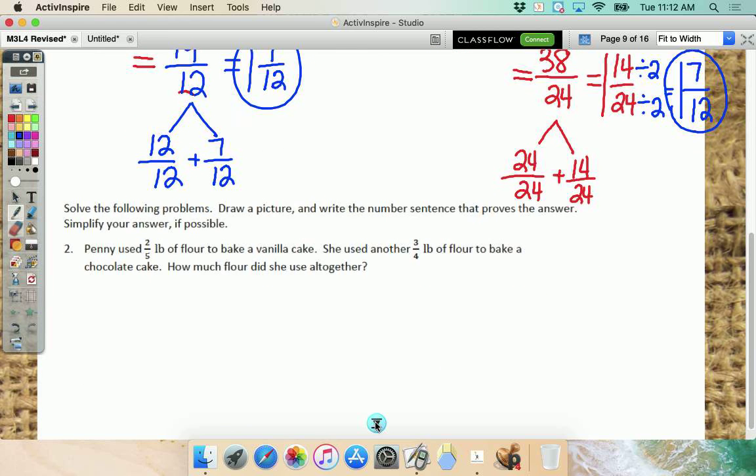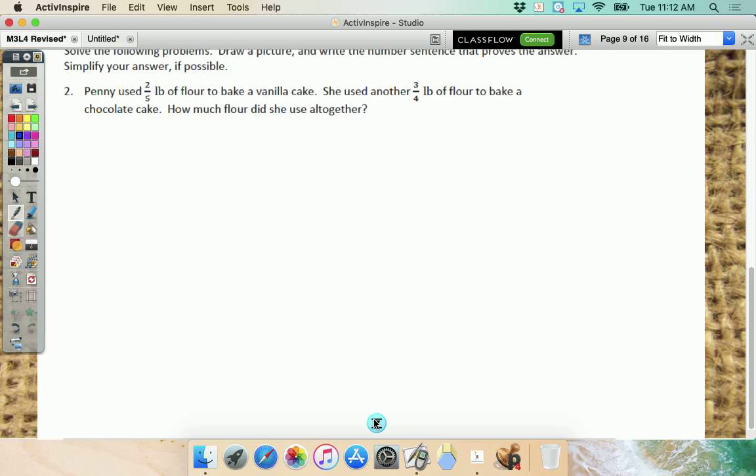Okay, let's go down and look at number 2. So the second one on your exit ticket actually has 5 and 4. And it says, draw a picture, but we're not doing that, are we? Okay, so don't look at your exit ticket. Go down to number 2. So flip your paper back over. There we go. So Penny used 2/5 pounds of flour to bake a vanilla cake. She used another 3/4 pounds of flour to make a chocolate cake. These are some big cakes. Because I usually just put a couple cups in.